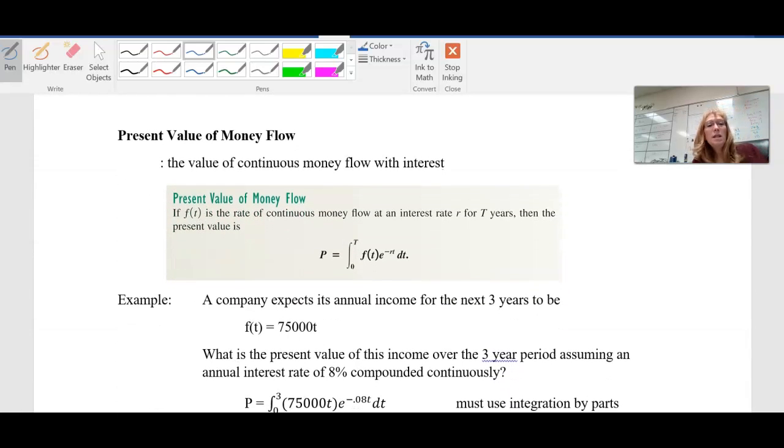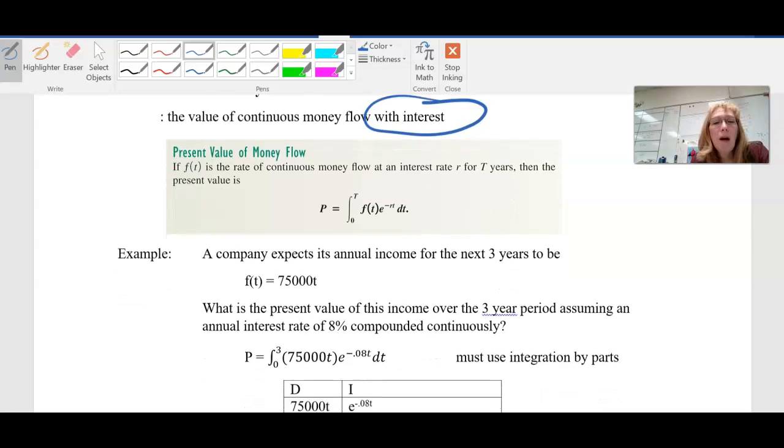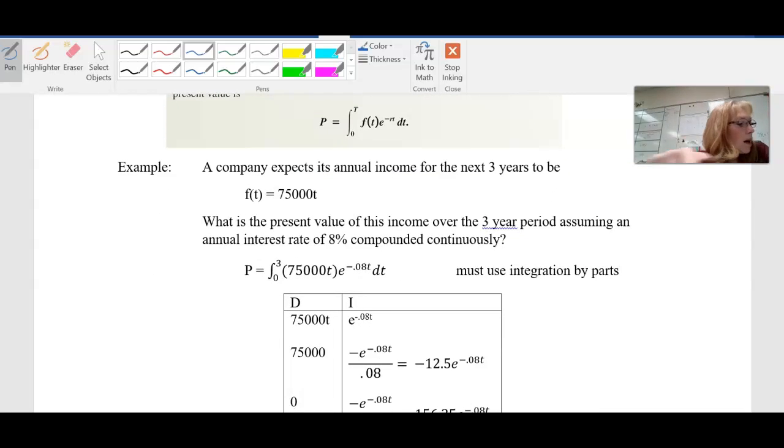Okay, present money flow. It's the value of continuous money flow with interest. So now how much is my money, what am I earning, plus what my interest is in the bank. Where am I at? We like this formula. Okay, the company expects an annual income for the next 3 years. So this is my income. Alright, I'm going to have a 3-year period, and I'm going to assume an 8% growth. Okay, that's quite a bit, but it's not bad.